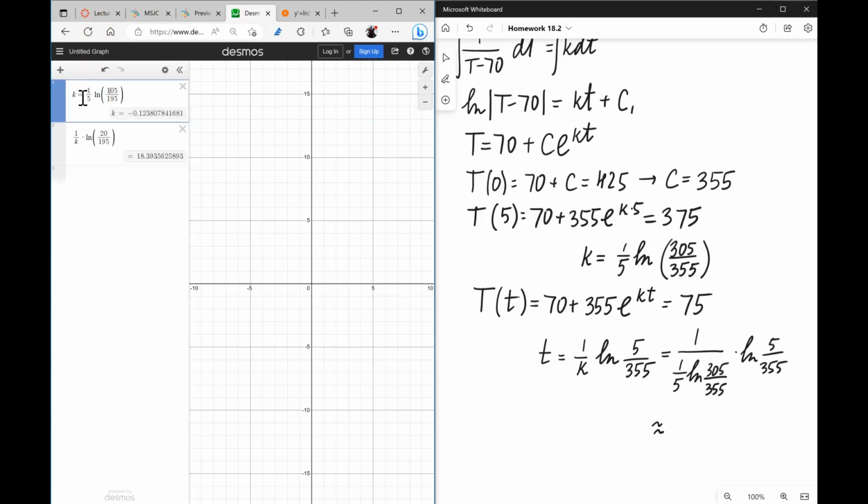So k is 1/5 ... 5 over 355, and the formula here is 5 over ... So the answer is 140.30, so 39, so it's going to be 40, 140.40.